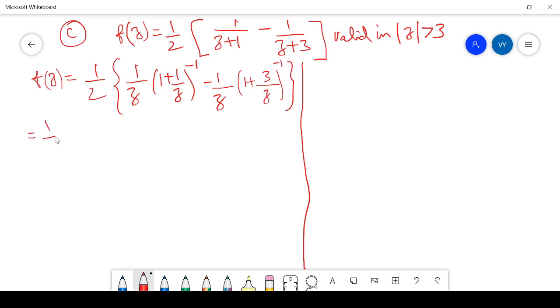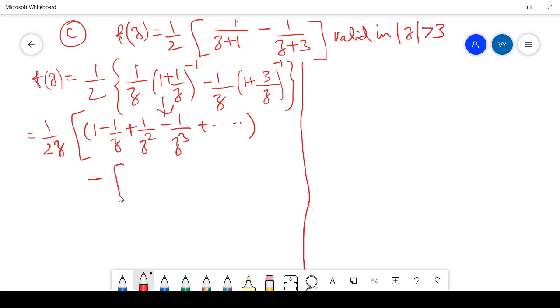So when I expand, this will be 1 by 2z. You can remove this 1 by 2z. When you expand this, you will have 1 minus 1 by z plus 1 by z squared minus 1 by z cube plus so on. This will be the expansion of 1 plus 1 by z minus, I'll have 1 minus 3 by z plus 9 by z squared minus 27 by z cube plus so on. Okay. This will be the expansion of f of z.